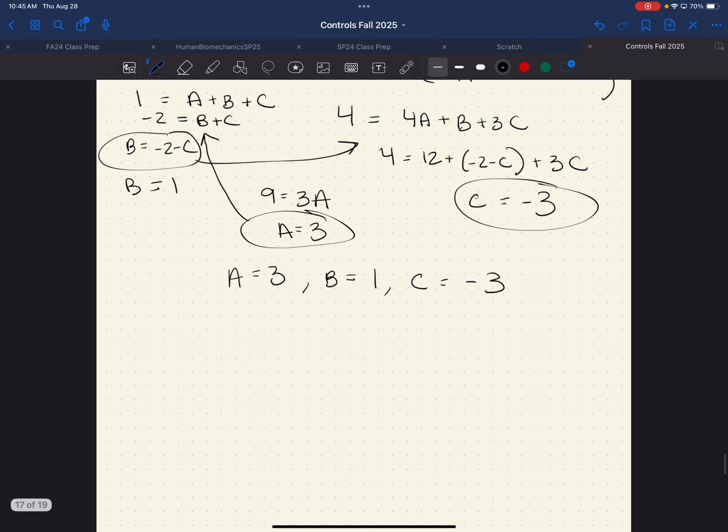I ran out of time to do the inverse Laplace transform. So we will pick up here Tuesday, finish off this problem together, and then we'll move on to everything else that we have.